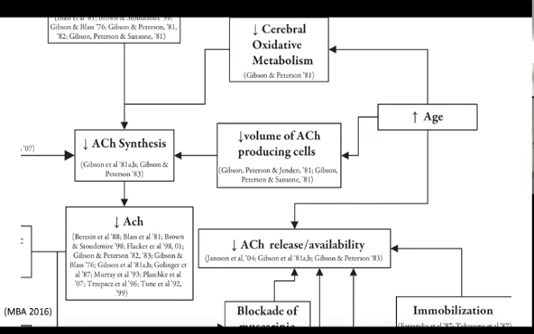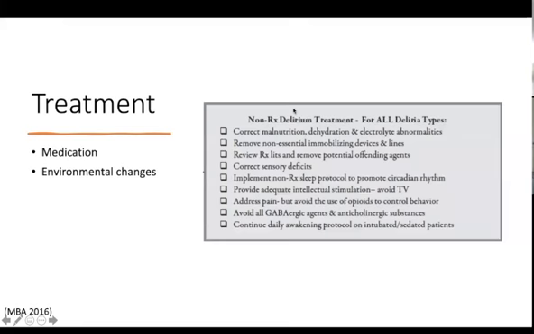Acetylcholine just goes down over your life, so you can see that in this box. Increasing age already leads to decreasing acetylcholine. And then some medications can decrease acetylcholine. A lot of medications actually can. So those are ones that are particularly harmful for the elderly.